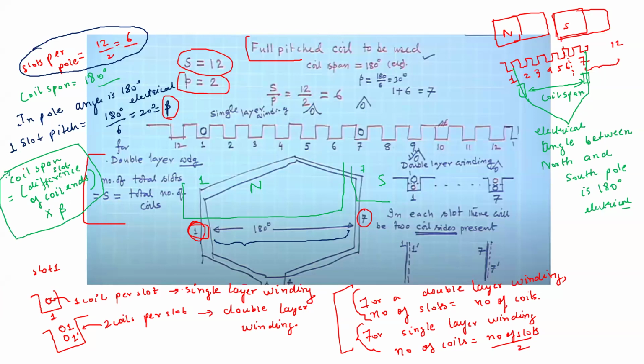Suppose instead of 7 it was placed at 6. It would still be under the north pole only, so this angle will not be equal to 180 degrees. What will the angle be? Let us say the first slot is 1 and the second slot is 6. So the slot difference of coil ends will be 6 minus 1, which is 5. Then 5 into beta, which you have found, which will be 100 degrees.